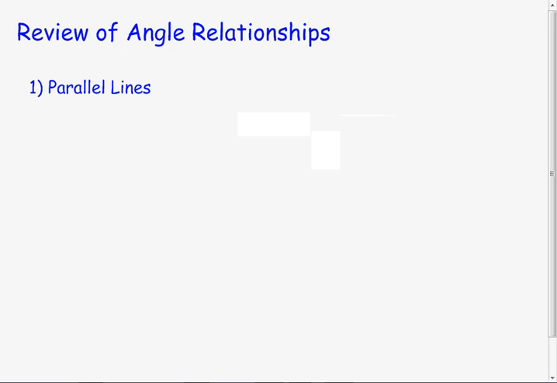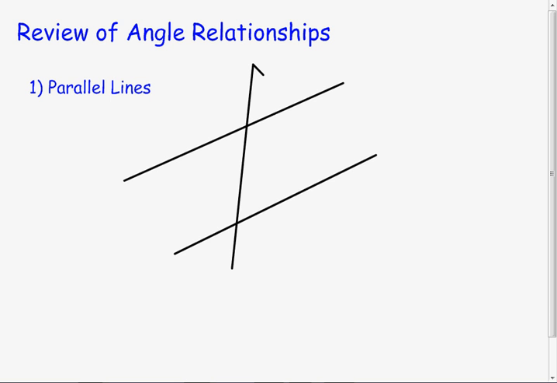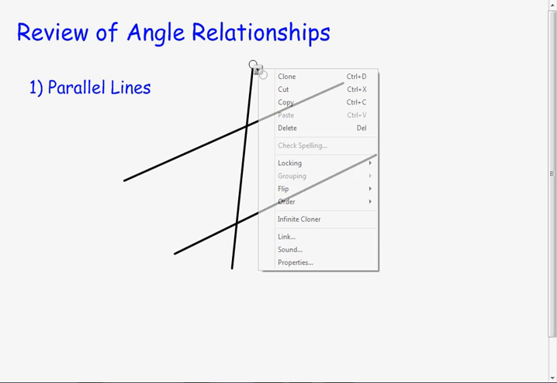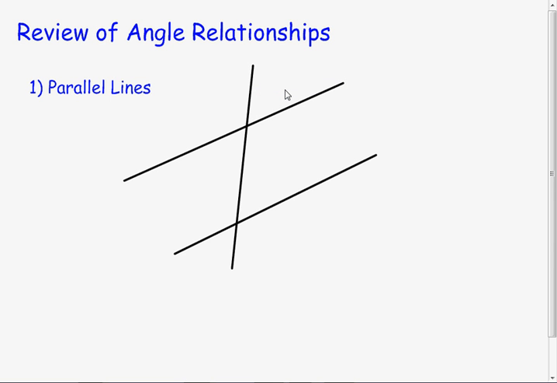Okay, so we are going to look at parallel lines. You should remember this. I'm going to try and make these parallel, and then I'm going to cut them by a transversal. And if these lines are parallel, I get angle relationships. Okay, Zach, question?